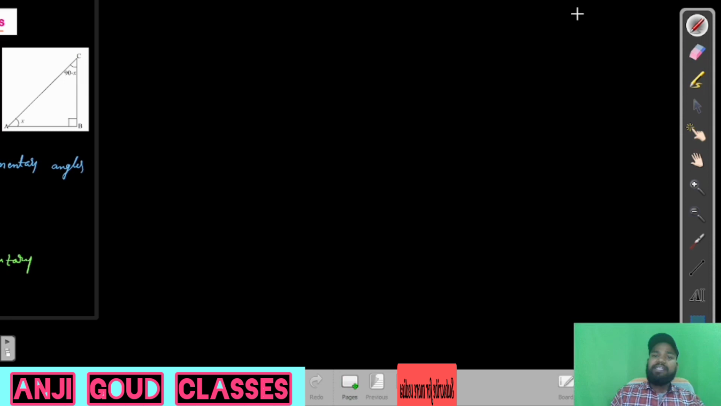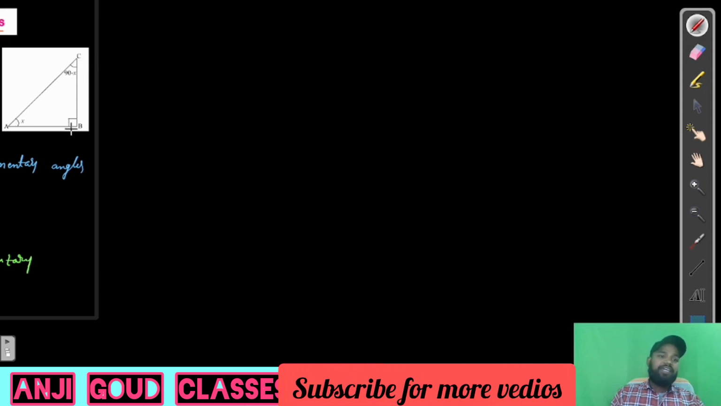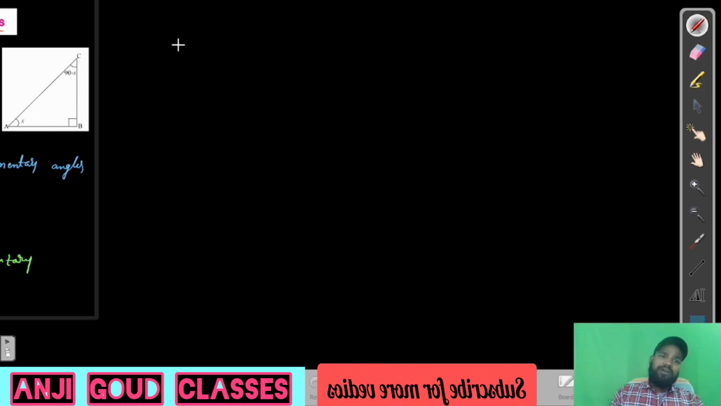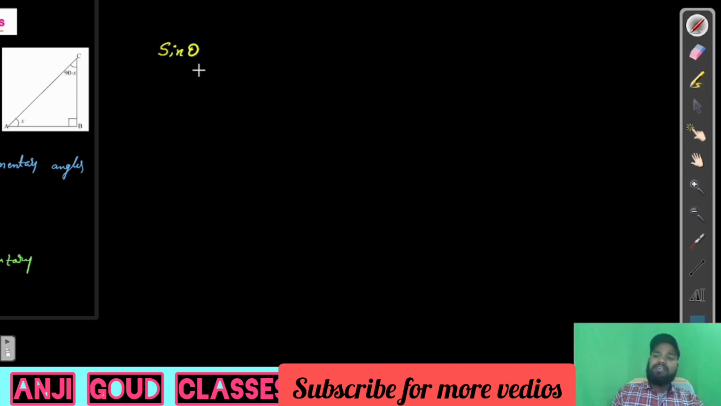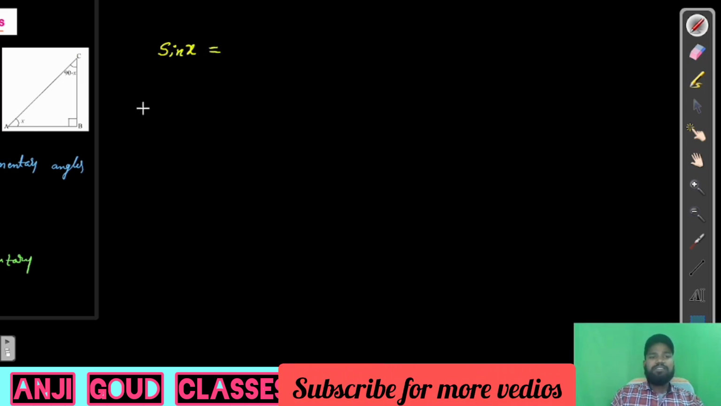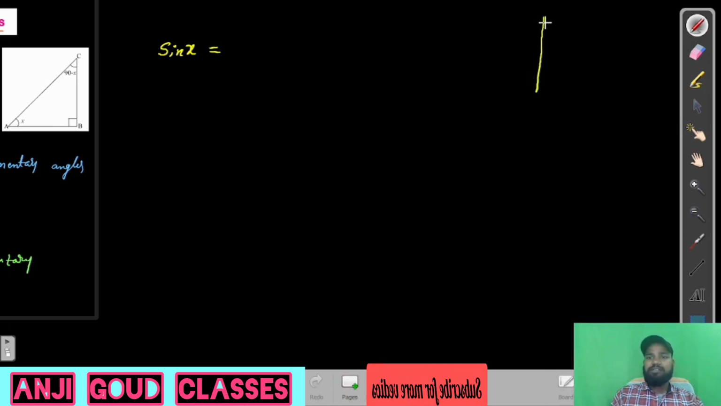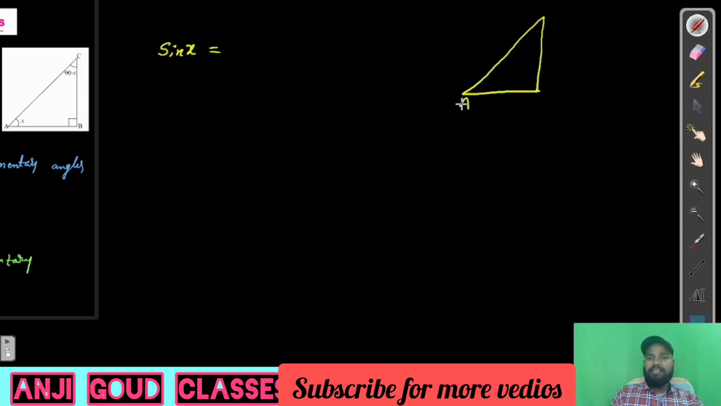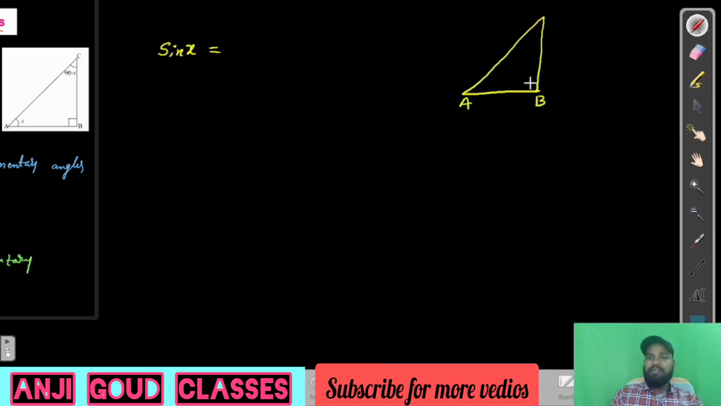So here what is the triangle given here? Triangle ABC is given. So now write trigonometric ratios for this. Sin theta. No need to write theta here, sin x. So what is sin x from this? I am drawing the same thing again here. This is A, right angle at B, and this is C.